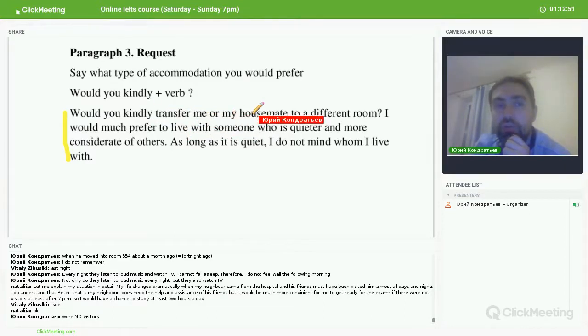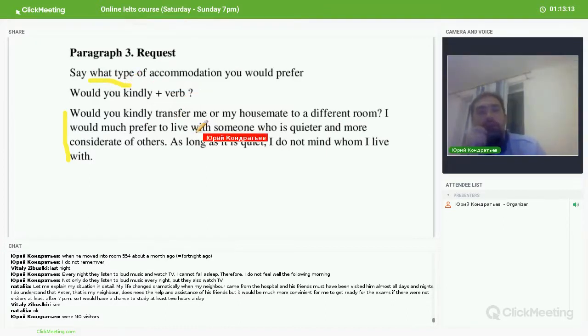It just says, would you kindly transfer me or my housemate to a different room? You need to say, I would like a single room. But it's not necessary. I would much prefer to live with someone who is quieter, or double room, who is quieter and more considerate of others. As long as it is quiet, I do not mind whom I live with. It says what type. You also need to mention it. In this example, the grammar is fine, vocabulary is fine, but you also need to mention that I would like to have a single room, but if you don't have a single room, I can live with someone who is quieter and more considerate of others, and then I don't mind who I live with.